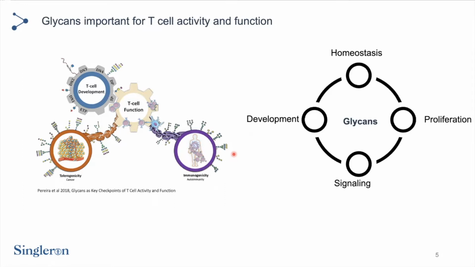One important field would be T-cell biology. Glycosylation, and the genes that are responsible for glycosylation, are very important for T-cell activity and function. So it is at the center of homeostasis, proliferation, signaling, and development. The pathways that are involved in these processes are heavily glycosylated. And if there's something wrong with this glycosylation process, you can expect that it will show up as a form of disease or as a form of abnormality in the cell. And T cells, thanks to this different glycosylation, have different immunogenicity and different tolerogenicity in cancer and immune diseases.